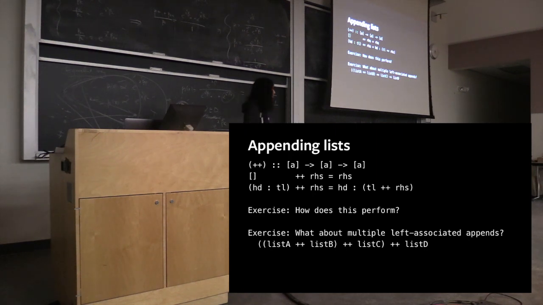So translated into imperative code, this corresponds to starting at the root node of your left-hand list, traversing it all the way to the end, and then updating that final next pointer to point to your right-hand list. So, an exercise for everyone: what are the performance characteristics of this?